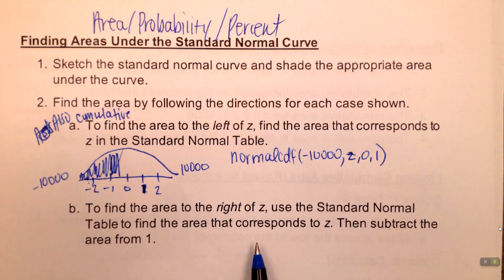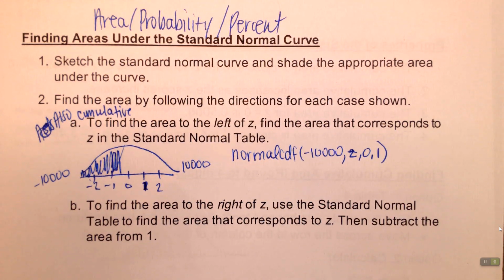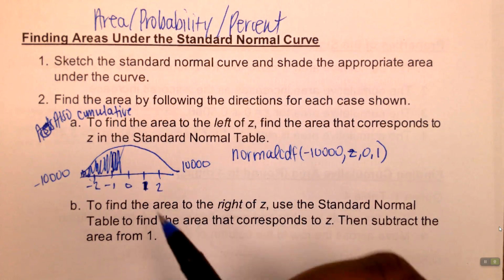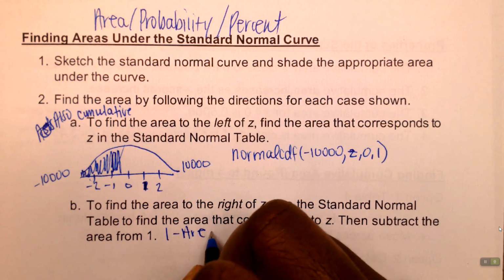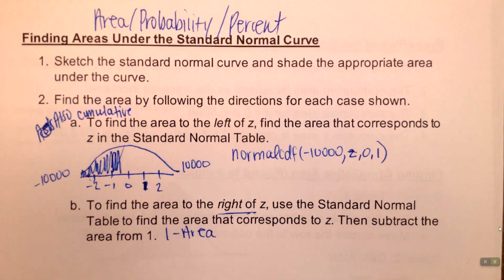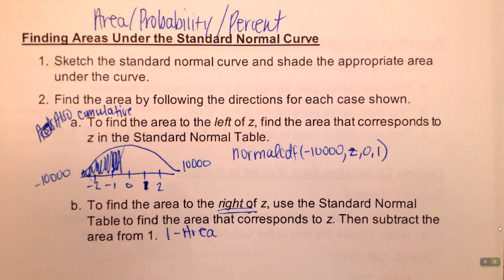To find the area to the right of Z, you're going to use your table, find that area, then subtract it from 1. So it's going to be 1 minus area when you have right of Z. Your table only reads from the lower end, and only reads the left, so we're going to have to manipulate our calculator to do the right. There's more than one way to do this. I do it this way, and I'll give you 2 different ways. If the other makes sense to you, you do it that way.